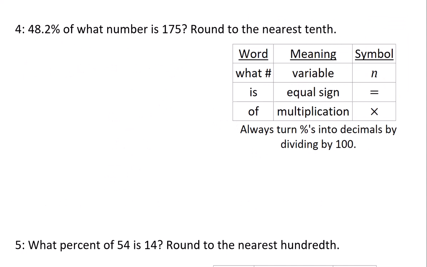On to question 4. 48.2% of what number is 175? And we want to round to the nearest tenth. So I'm going to write my 48.2% as a decimal. And again, if you're not sure how to do this, just divide it by 100 and you'll get your answer. Of is multiplication. What number? We use n. When we see is, that's going to be the equal sign, and then I bring down 175.